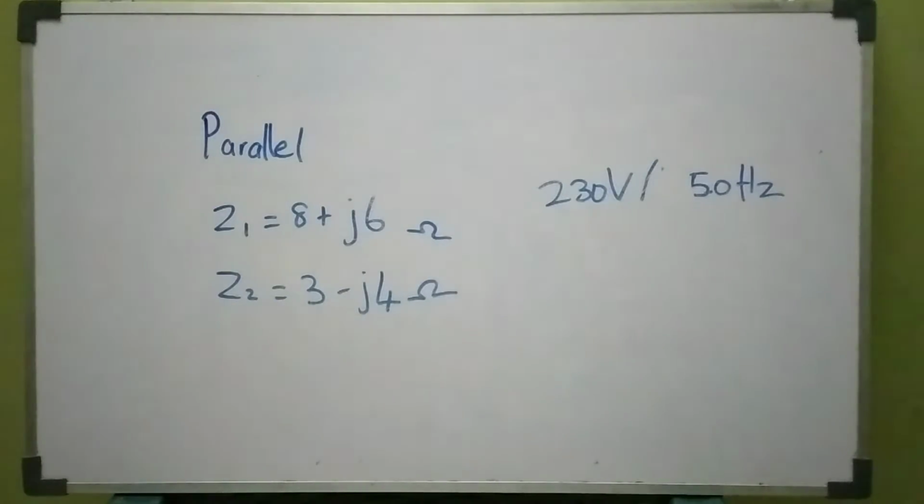Okay, I'll read the question now. Two impedances, Z1 equals 8 plus j6 ohms and Z2 equals 3 minus j4 ohms, are connected in parallel across a 230 volt, 50 Hz supply. So they have given this information. The first part asks to calculate the current in each branch. The second part, the line current. The third part, the total impedance. So they are asking three different questions.